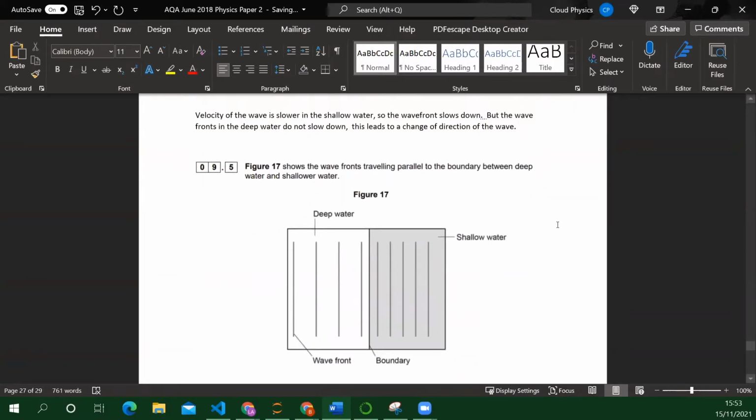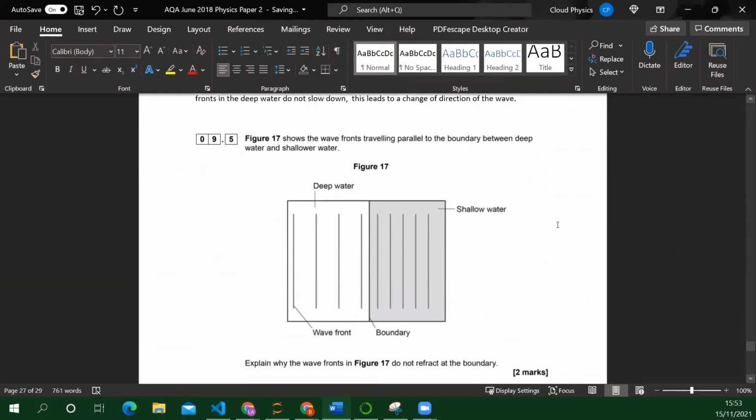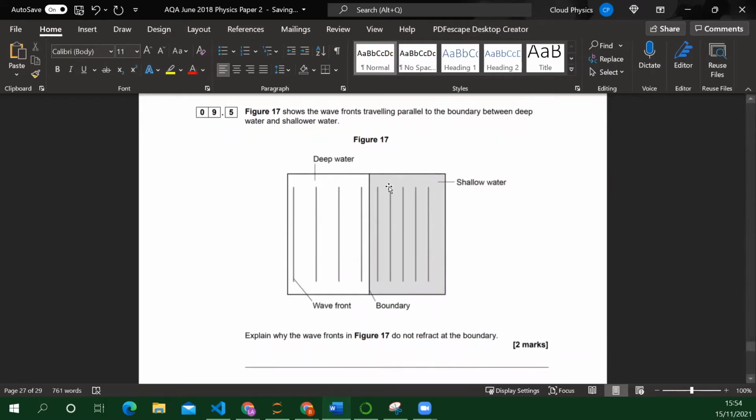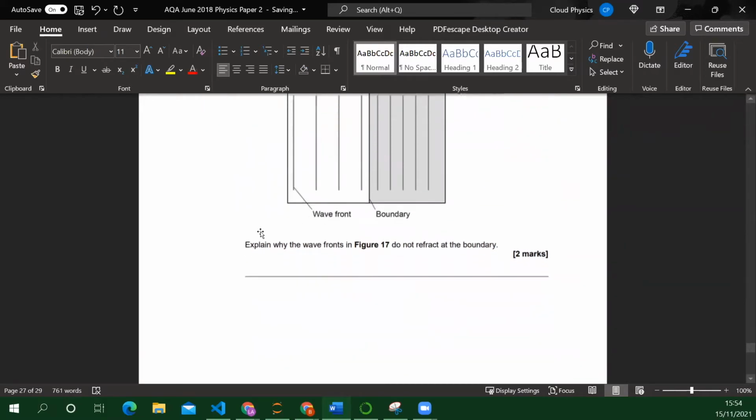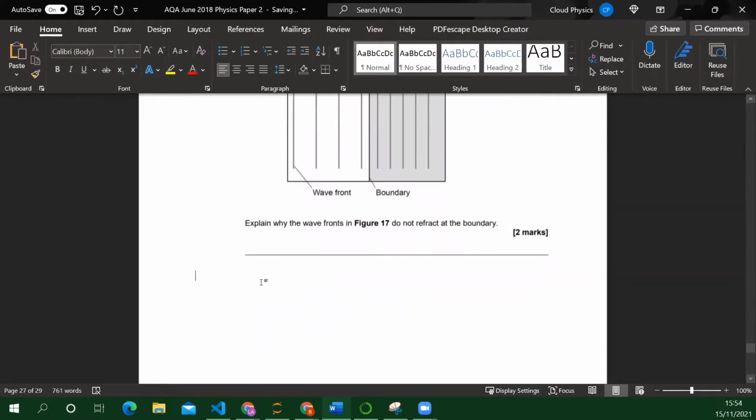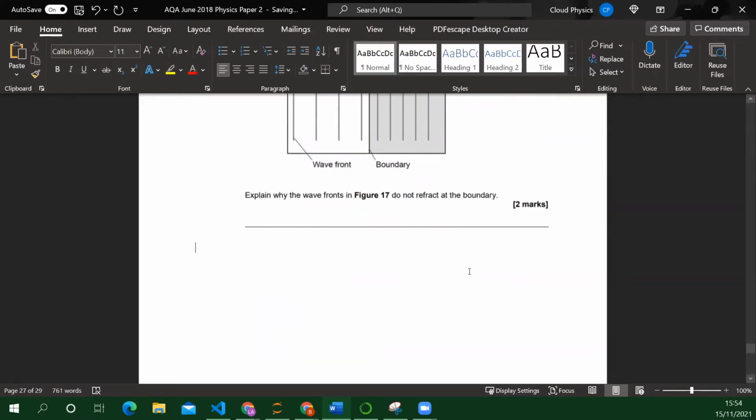I've got a different one. Figure 17 shows the wave fronts traveling parallel to the boundary between deep water and shallow water. So you can see it here. Explain why the wave fronts do not refract at the boundary. We've got a parallel one. So every point on the wave, you can answer the other one. This could help you answer the question as well, couldn't it?